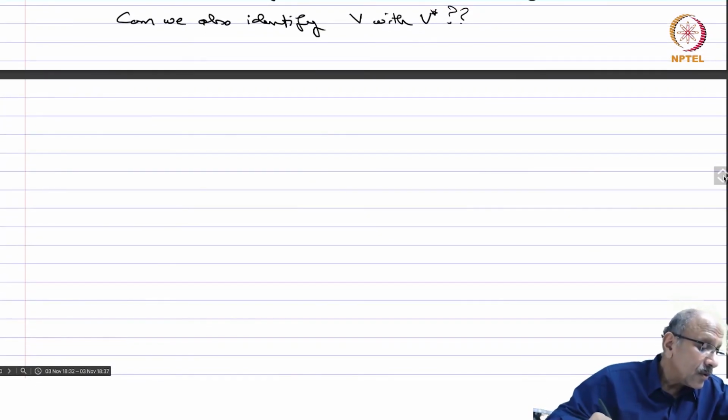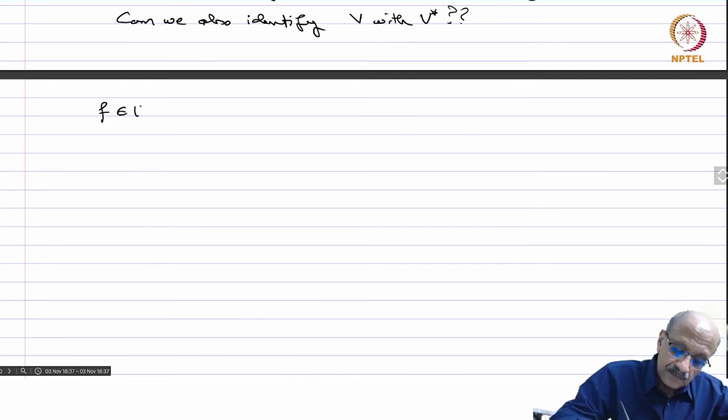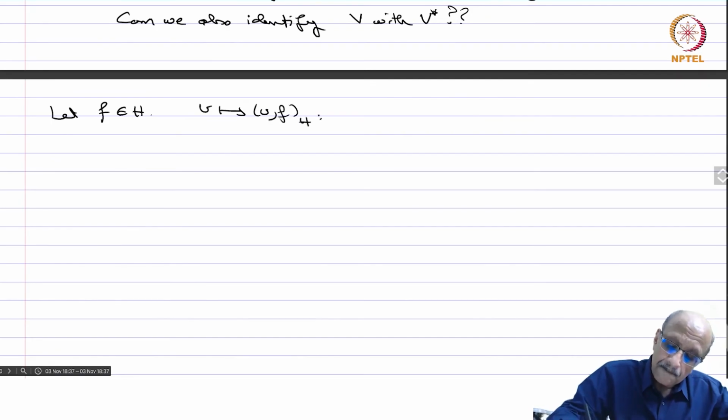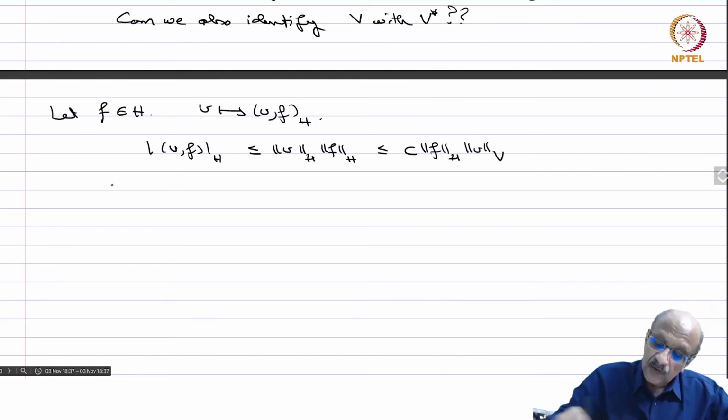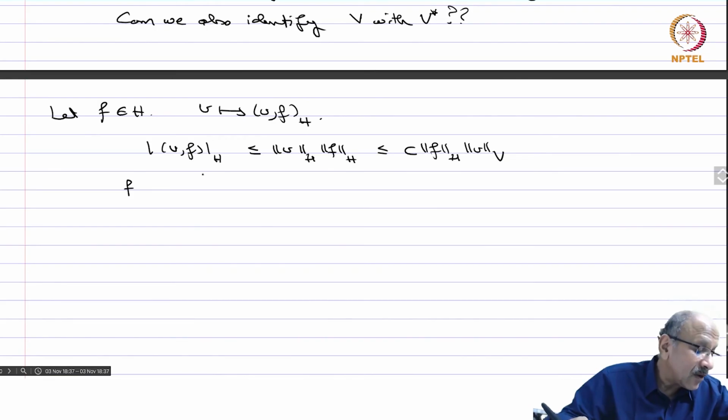Okay, so now let us take any F in H. Then consider V going to (V, F)_H. So what is the modulus of (V, F)_H? By Cauchy-Schwarz, it is less than or equal to norm V in H, norm F in H, which is less than or equal to C times norm F in H, norm V in V. So this is a continuous linear functional in V. So V going to (V, F) generates a continuous linear functional, an element of V star.